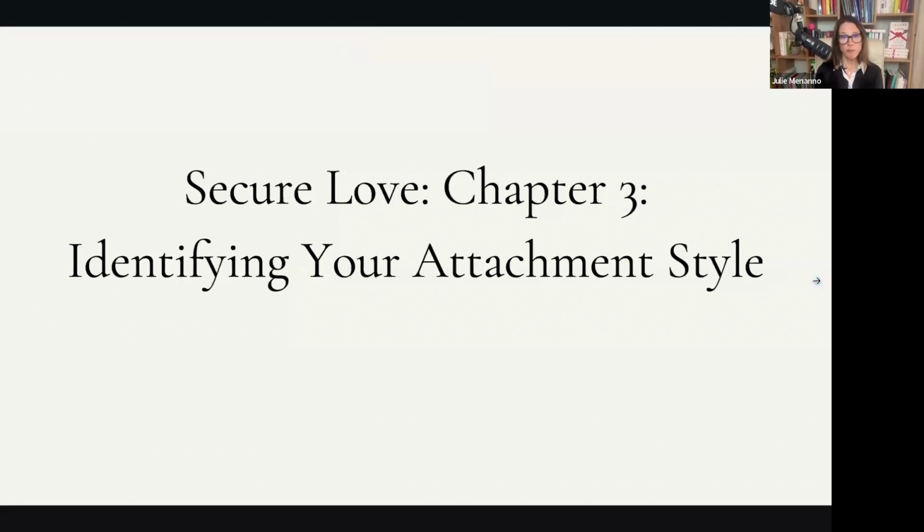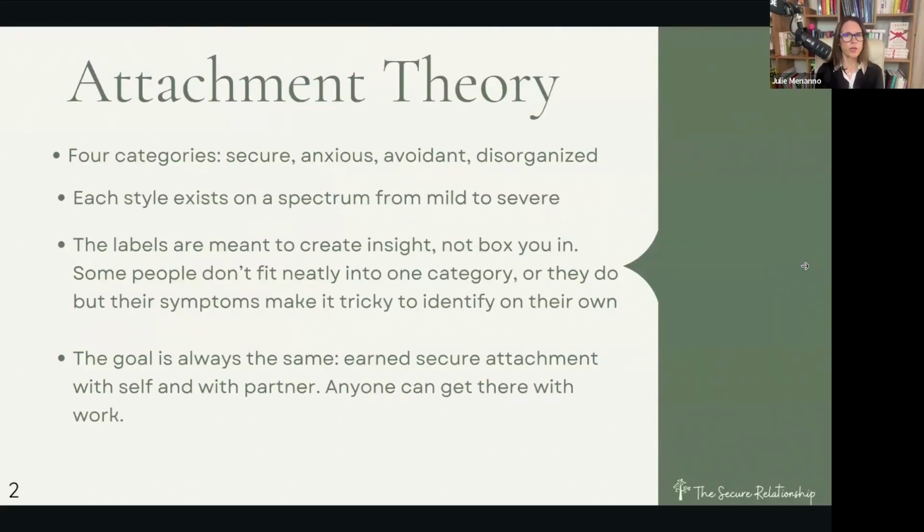All right, so today we're going to jump into chapter 3, identifying your attachment style. Just to review a little of what we did last week, but we're going to expand upon it. Attachment theory means that we have 4 categories of attachment style, meaning the nature of the fears one feels in their relationship, how they behave, and how they attempt to regulate those fears. So we have secure, anxious, avoidant, and disorganized. And this all exists on a spectrum. These labels are meant to create insight. They're not meant to box anyone in.